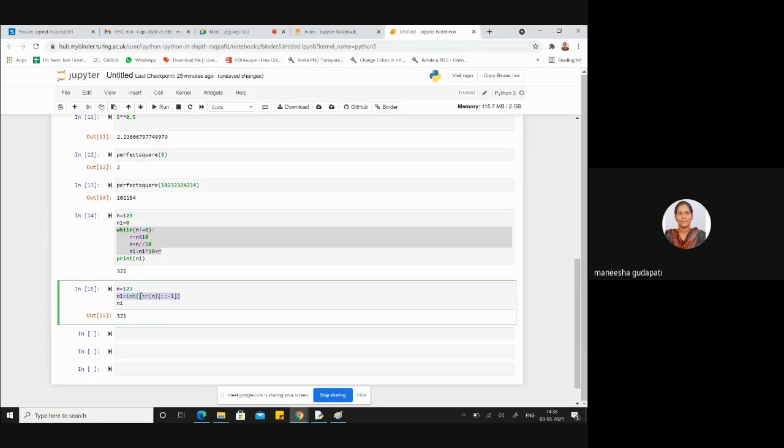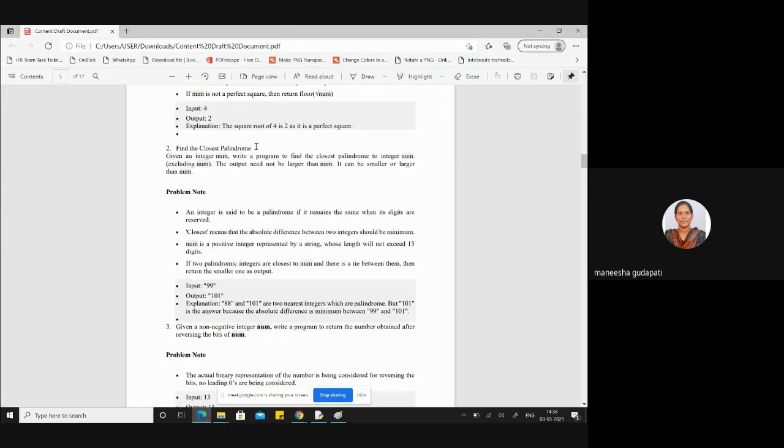So what you have to do, simply compare the original number with the reverse number. If both are equal, then you can say it is a palindrome, otherwise it's not a palindrome. So this is the previous task what you have done. But what is the present task that you need to do? You need to find the closest palindrome.